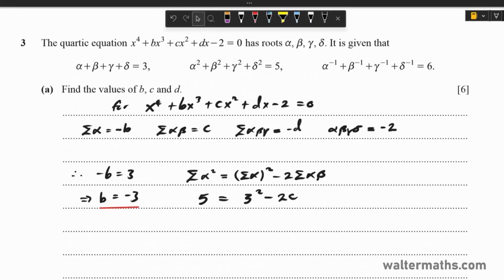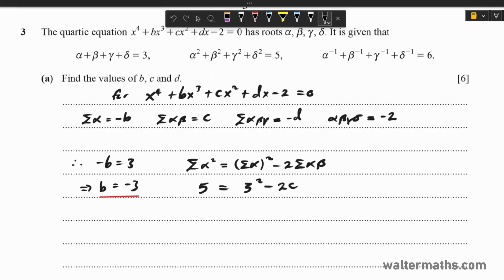All right, and the sum of squares, they've given us that it's 5. Okay, so we need to solve for c here. So 2c will be 9 minus 5, which is 4, which gives us c to be 2. So c is 2 right here.